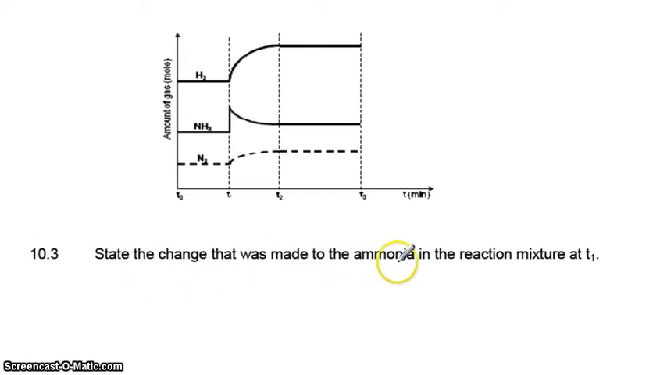State the change that was made to ammonia in the reaction mixture at T1. Here's T1 over here, and you'll notice there's a sudden spike in the number of moles of ammonia at T1, and therefore the change that was made was that more ammonia was added to the system, or the concentration of ammonia was increased.